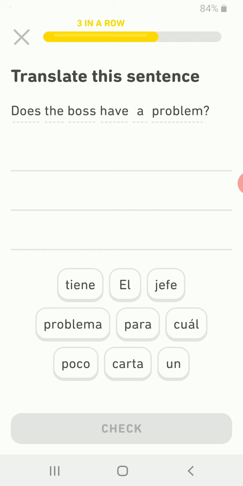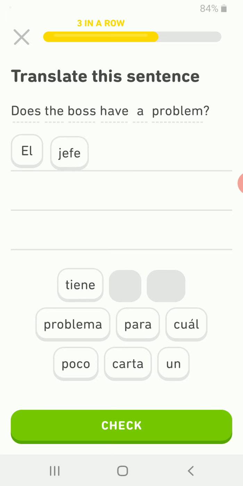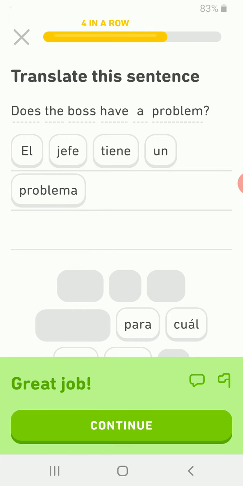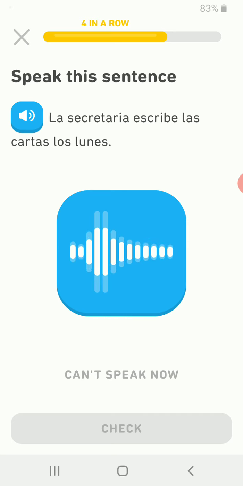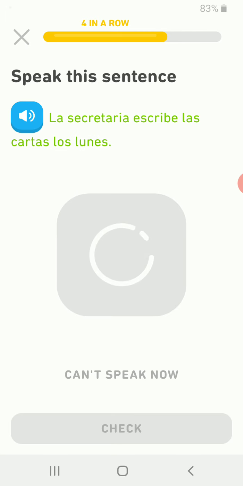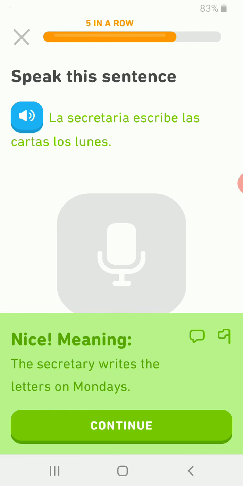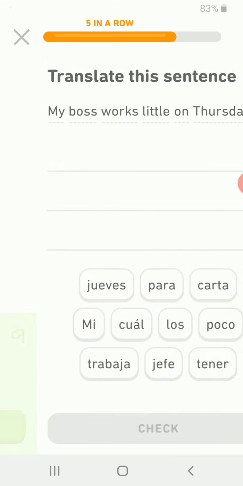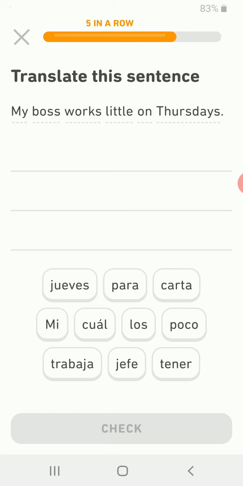And does the boss have a problem? So this is a question. El jefe tiene. Tiene what? A problem. Un problema. La secretaria escribe las cartas los lunes means the secretary writes the letters on Mondays and the boss works little on Thursdays. Usually I would say the boss works a little, it's not little, works a lot. So, I'm not sure if it's good English here. The boss works little. I work a little. I work a lot, a little.